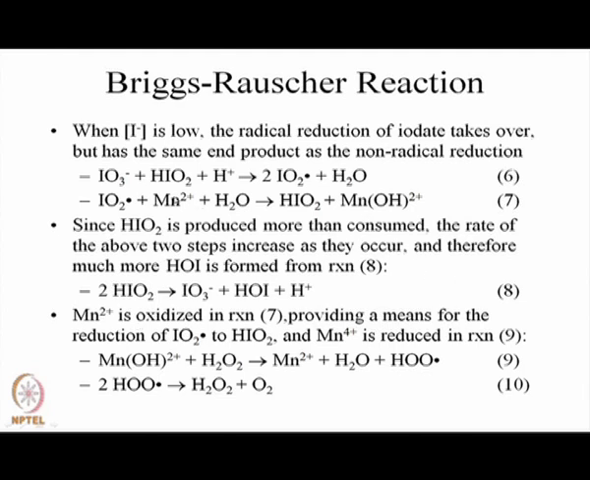You see, it is the Mn2+ to Mn4+ step, providing a means for the reduction of IO2 dot to HIO2, and Mn4+ is reduced in reaction 9 here. Mn4+ is then reduced to Mn2+, giving rise to HOO dot. Then this HOO dot gives rise to H2O2 and O2. So this is your radical scheme.